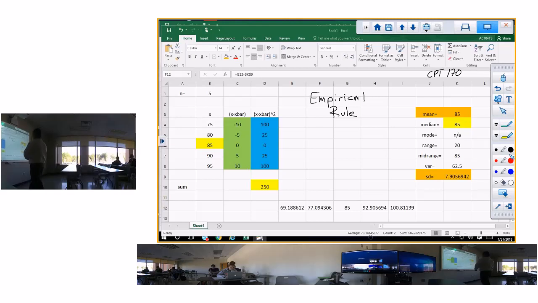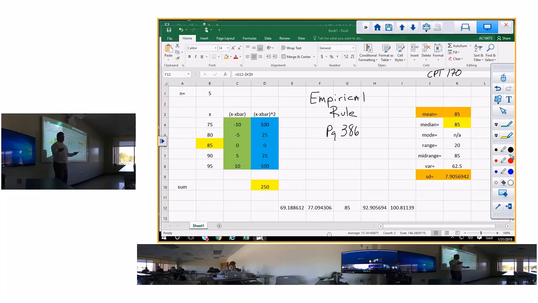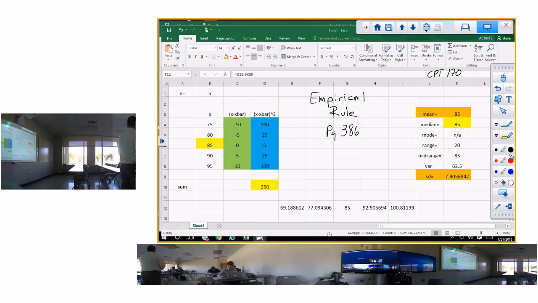What do they call it? The 68, 95, 99.7 rule. Yeah. So somebody tell me the logic in that. Empirical, and what she said. All right. I want you to memorize that rule. Okay.